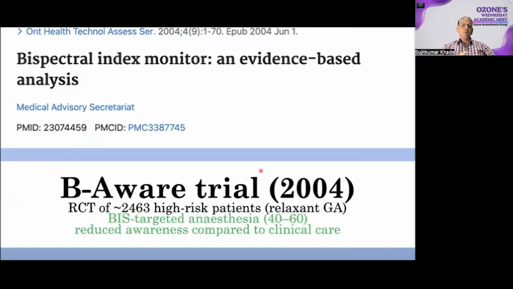Now, this was all about the various monitors and their pitfalls. Now, we will go for the references regarding effectiveness of BIS and other EEG monitors in preventing intraoperative awareness. The B-Aware trial was conducted in 2004. In this RCT of 2,463 high-risk patients, BIS targeted anesthesia reduced awareness compared to clinical care. This was the first large study which established the usefulness of BIS in preventing intraoperative awareness.